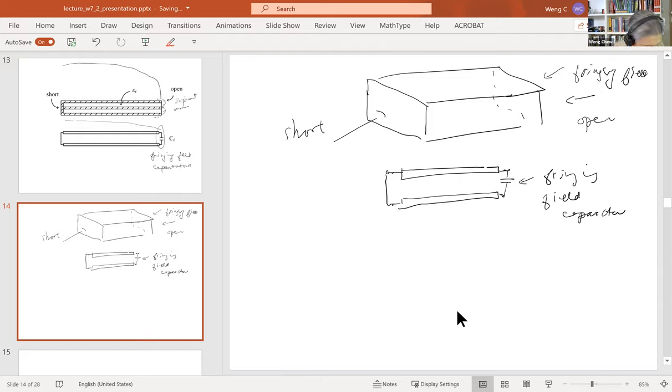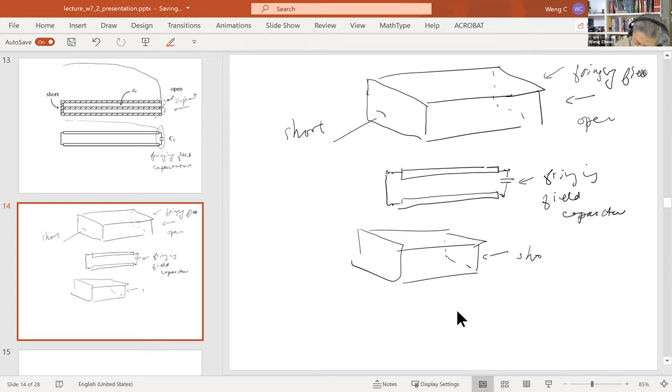However, a short is a lot easier to make than an open. So if I were to put a rectangular waveguide, if I put a short at both ends, put a short here, then there's no fringing field, and you can actually write down the solution for this cavity quite easily. If you were to write down the transmission line equivalent, it would be a transmission line with shorts on both ends. And that we know how to do. The resonant frequency of a transmission line is quite easy to do.